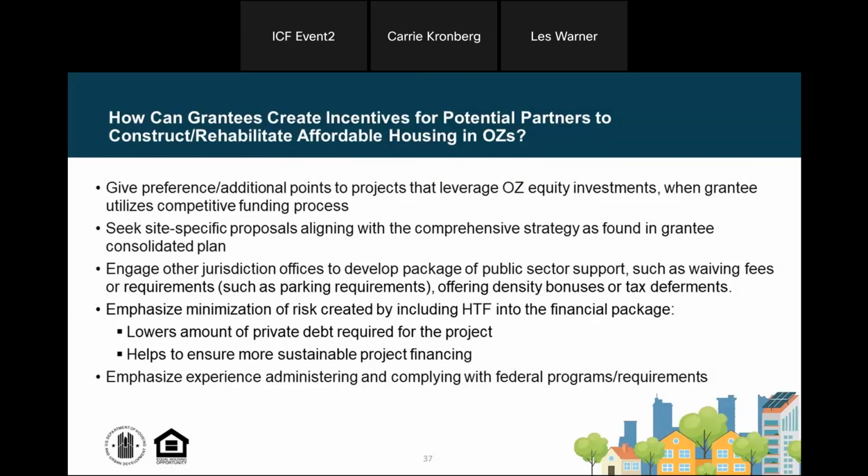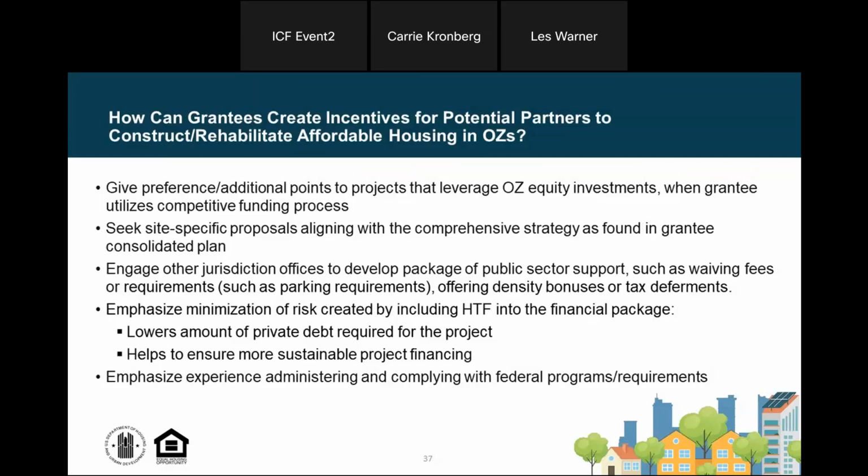And then additionally, when working to attract potential opportunity zone investors to combine their investments with HTF, you really want to emphasize the minimization of risk created by including HTF in the financial package. We talked a little bit about this earlier, but any investor is going to be very interested in what's my risk here, right? So including HTF lowers the amount of private debt that's needed for the project. HTF projects are carefully underwritten to rigorous standards, and that ensures that the projects are financially sustainable over a much longer period than even the minimum opportunity zone investment period, right?